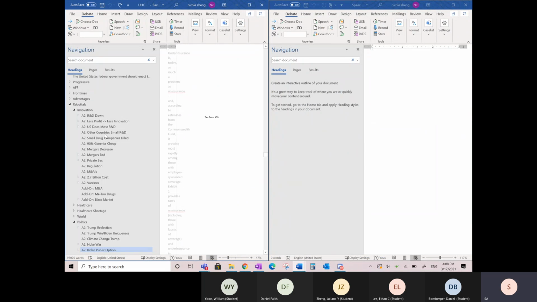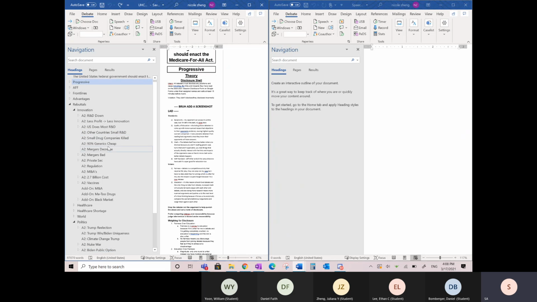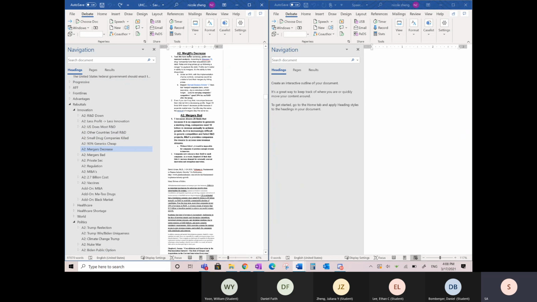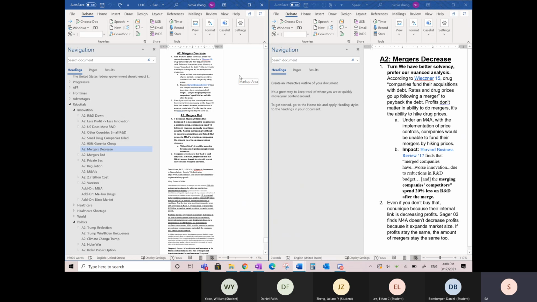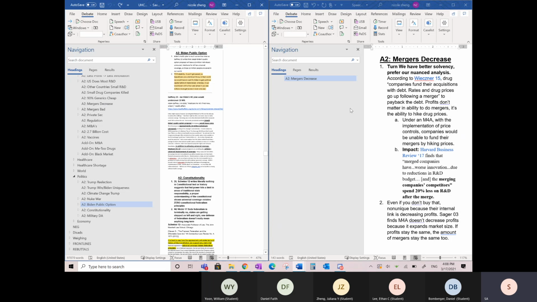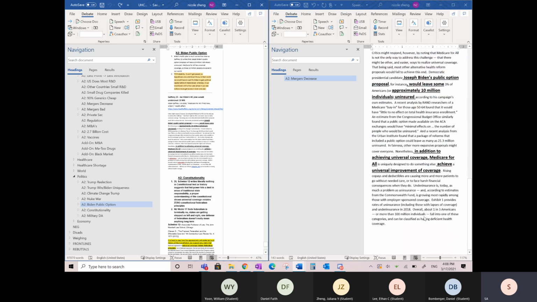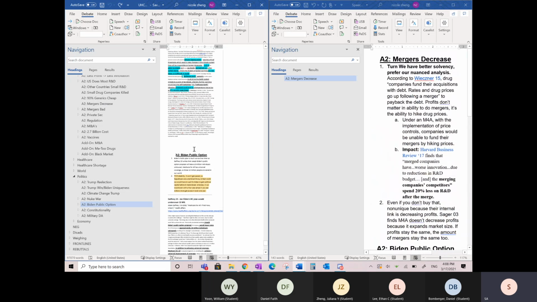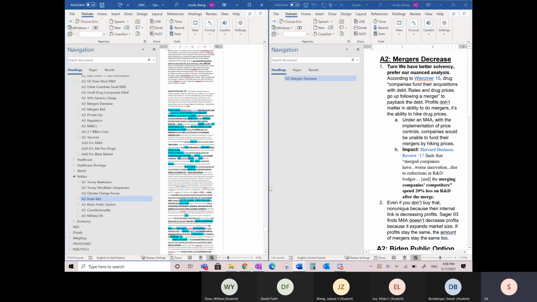But anyways, let's say there's a specific argument I want, like mergers decrease, right? I just have to press the tilde button, which is right here. I will show y'all what the button looks like later. But if I press the tilde button, I get everything under mergers decrease, and then I can go down here, click Biden public option, and it'll paste right there. So then I don't have to scroll through all of it. I have it all in one document.